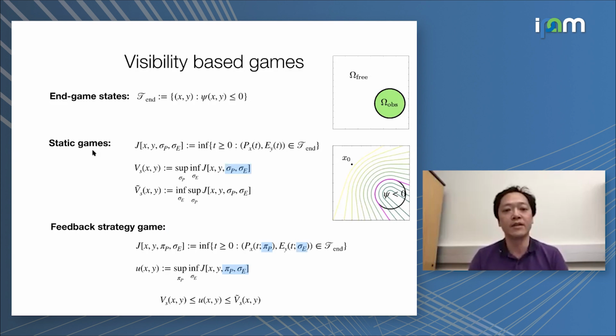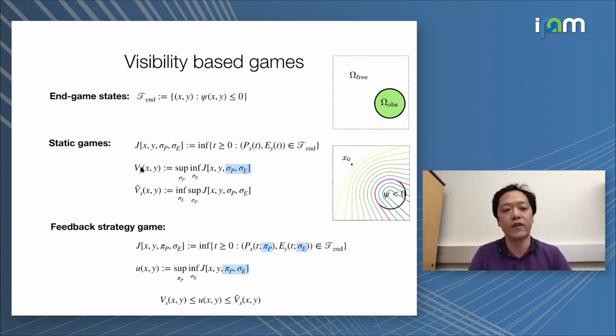So for this kind of game, we define this functional J, depending on the initial states x and y, and then the control of each one of the players. And the objective is the smallest time when the trajectory of P and E will get into the endgame state. And we can then try to obtain these two value functions.